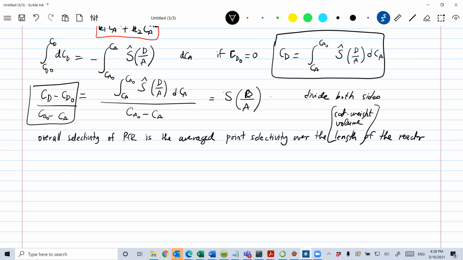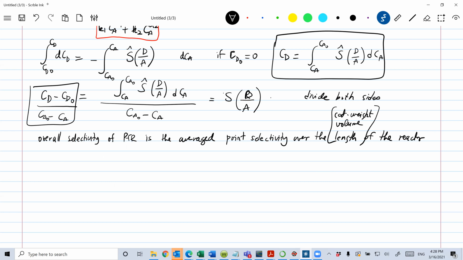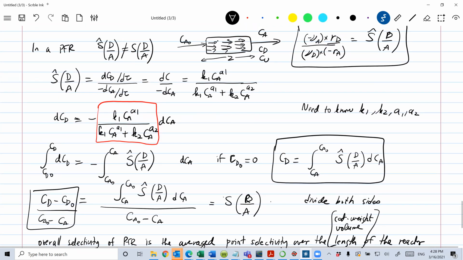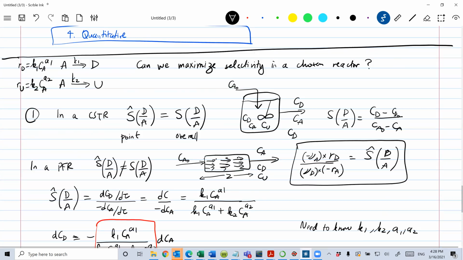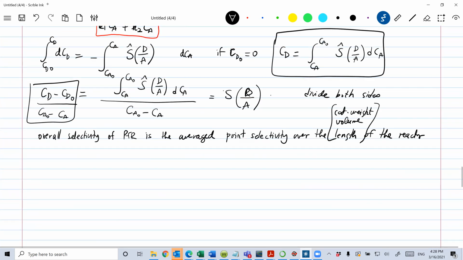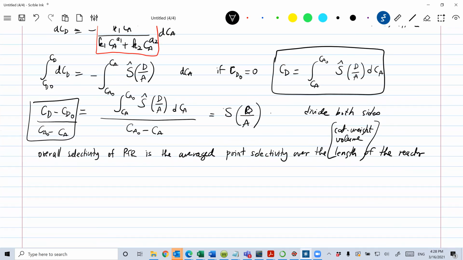Okay, so now how do we visualize that? So one thing to note is that for CSTR, let me go up a little bit. Okay, I didn't put it on yet. So this is for PFR, this is how you'd calculate concentration of D coming out. It actually is a function of point selectivity. For CSTR, you can convince yourself of that.